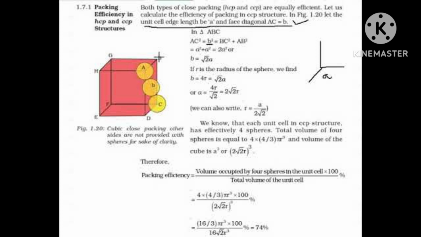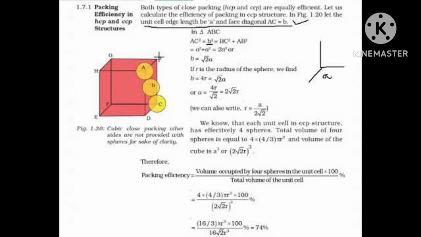Then here, one thing you have to understand: we know that each unit cell in a CCP structure has effectively 4 spheres. That only you have to understand. And then what will be the volume of the total spheres?